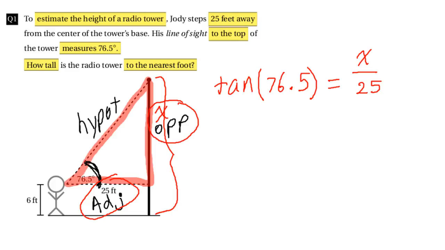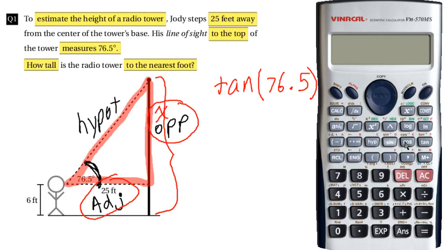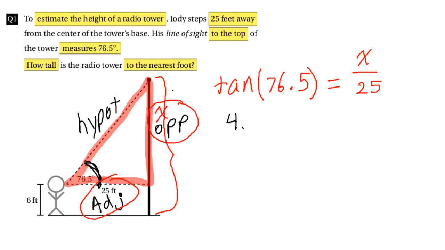Now, because I don't have my calculator with me, I'm going to swap over to this scientific calculator, and I'm going to say that I want to get the tangent of 76.5 degrees, and when I hit equal, I see that it's 4.1652, and I'm going to go ahead and round that to a 3. So 4.1653 is what I'm going to need when I come over here. So 4.1653 is equal to x over 25.